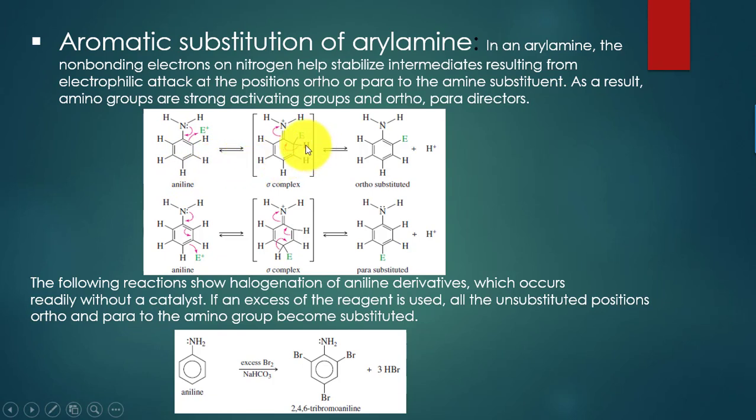because at these positions, when the electrophile gets attached to the aromatic ring, it is stabilized by the non-bonded electron pair present on the nitrogen atom. So in the presence of an amine group on the aromatic ring, the next substituent will preferably be attached at either the ortho position or the para position. The electrophilic substitution reaction is shown here.